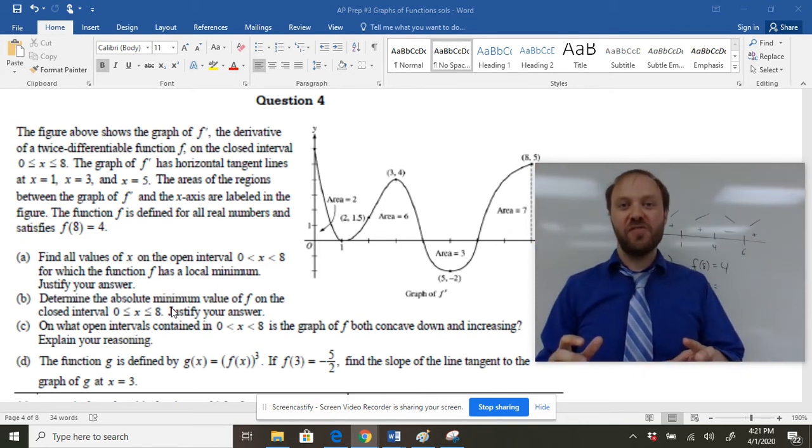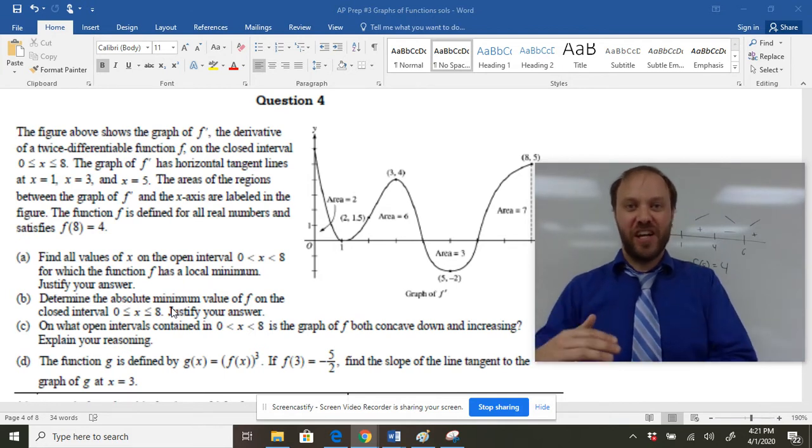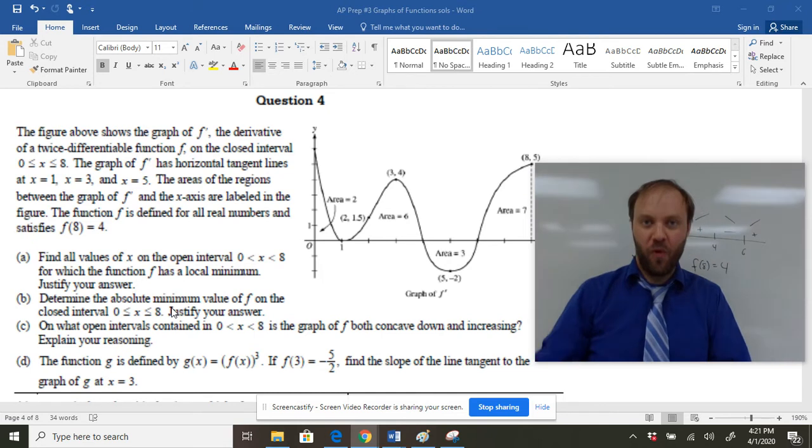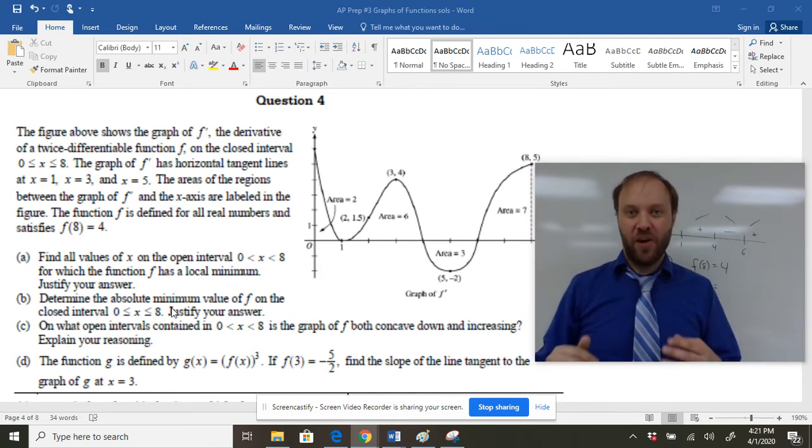And remember, when they ask you for a minimum value of a function, go back to Algebra 1, the value of the function. We're talking the high point or the low point of the function. We're talking about a y-coordinate, okay?